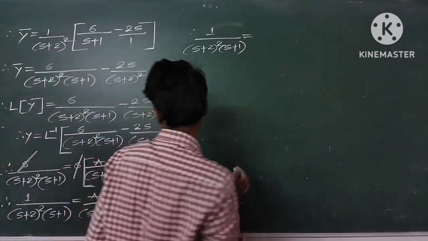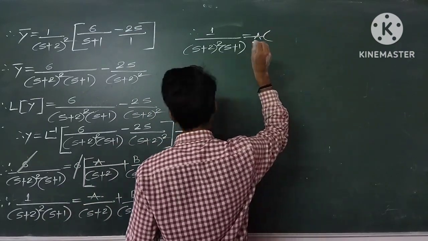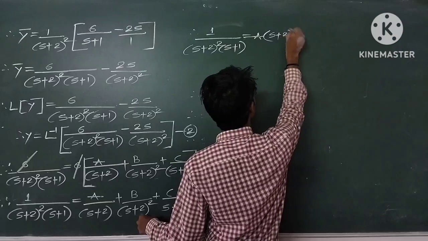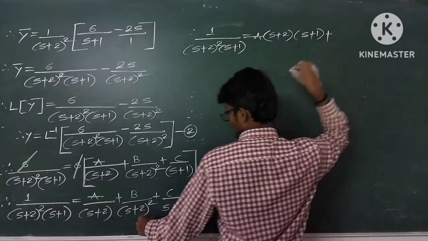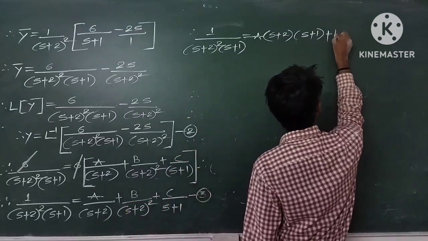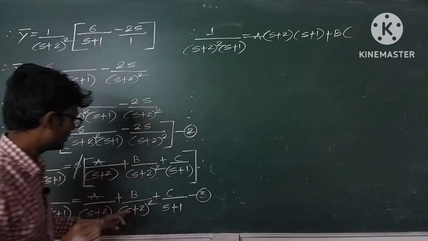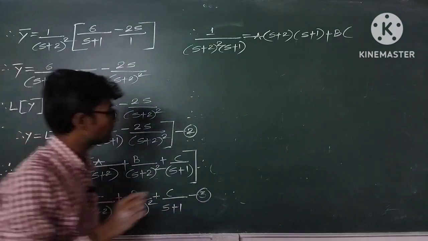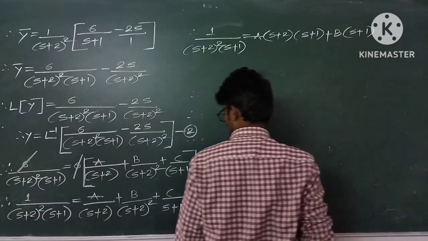So see, therefore I will write A into (s plus 2) into (s plus 1) plus B into, already we have (s plus 2) whole square, so B into you write (s plus 1), B into (s plus 1).